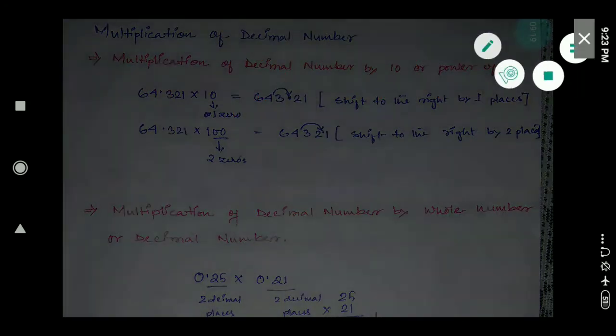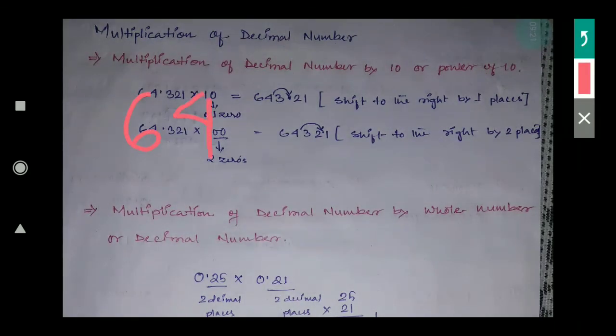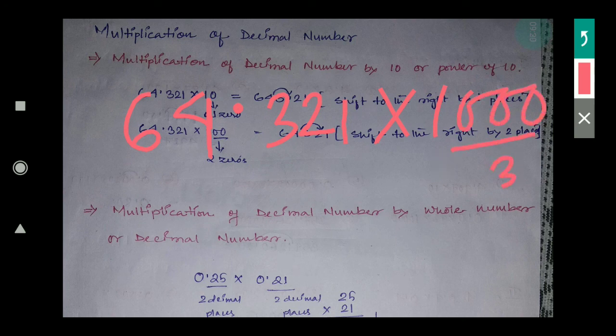Now suppose it is given 64.321 multiplied by 100 or 1000, suppose. So here how many zeros? 3 zeros. Remember that 3 zeros are there. So it will shift to the right side. Multiplication means the decimal point will shift to the right side. So 64.321, how many places will it shift? Previously it was in between 4 and 3. From this place it will shift 3 places to the right side.